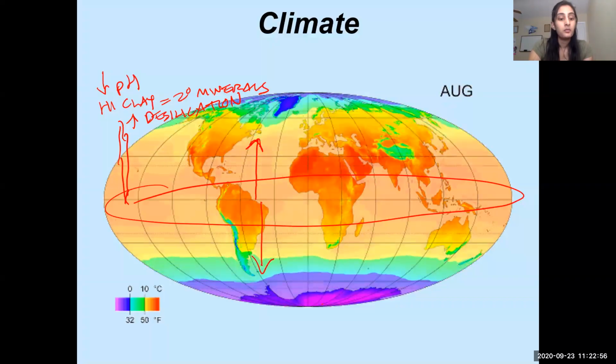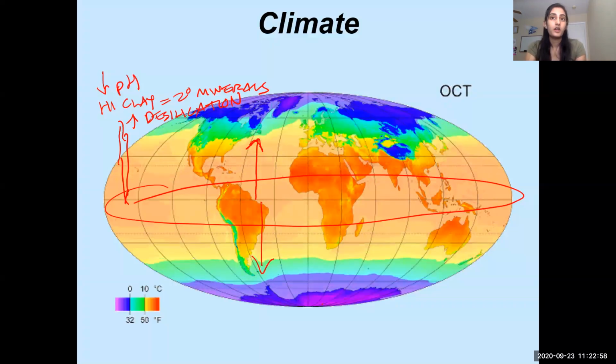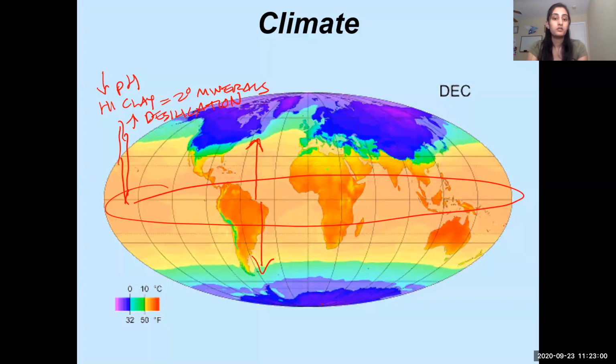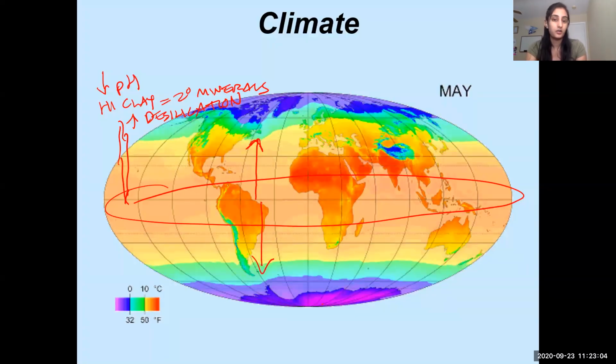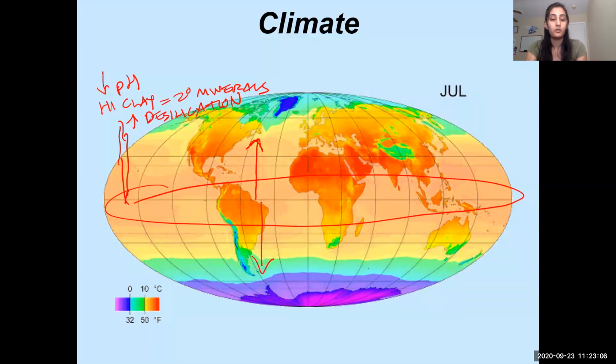I had a quick question about this. What does this have to do with the health of the soil? So soils around the equator, are they more or less healthy compared to other locations in the globe?